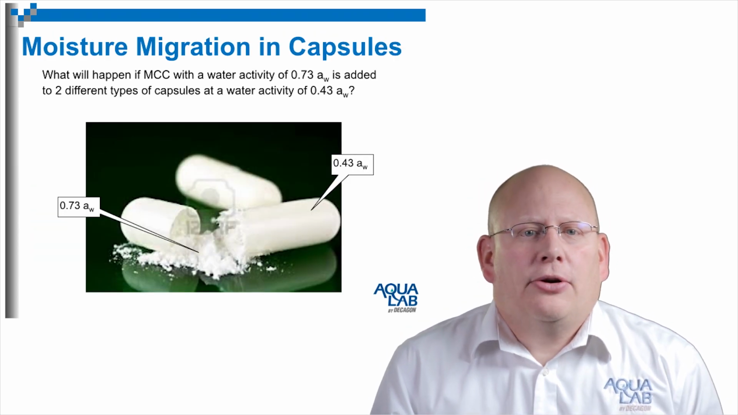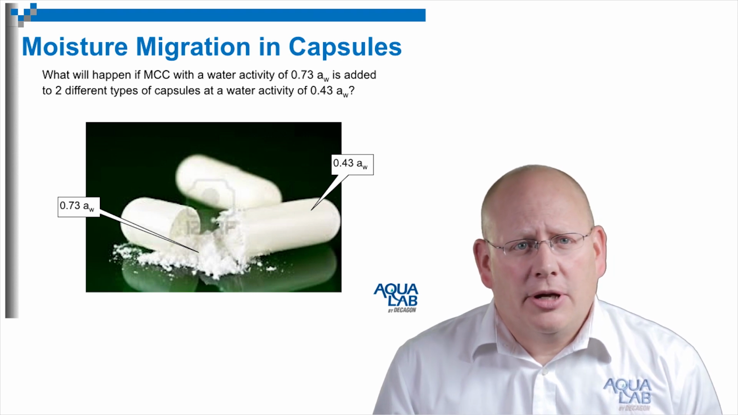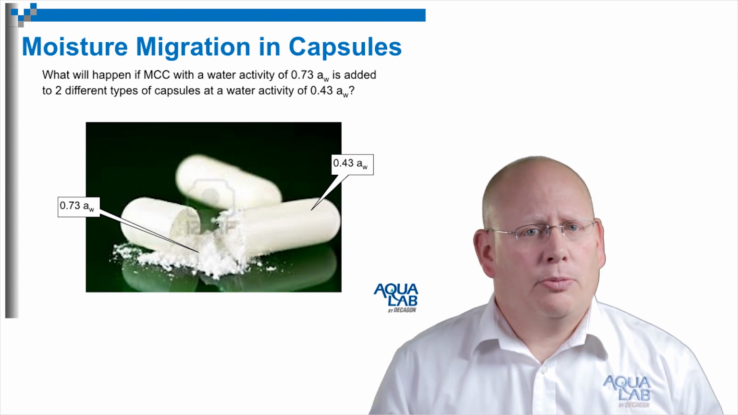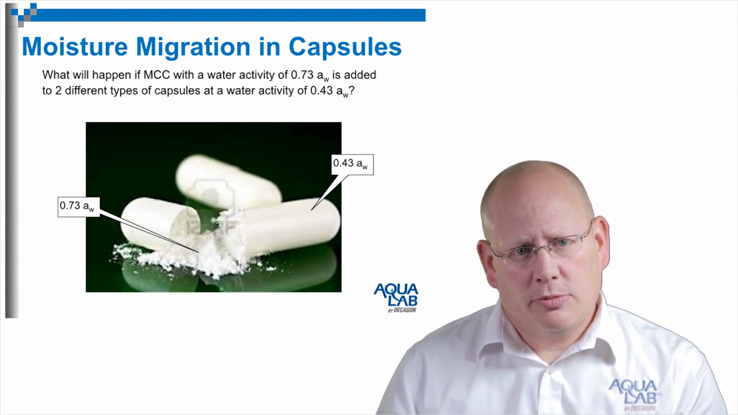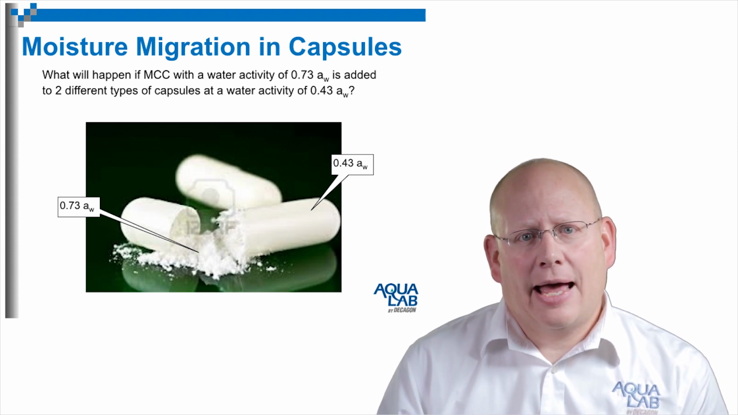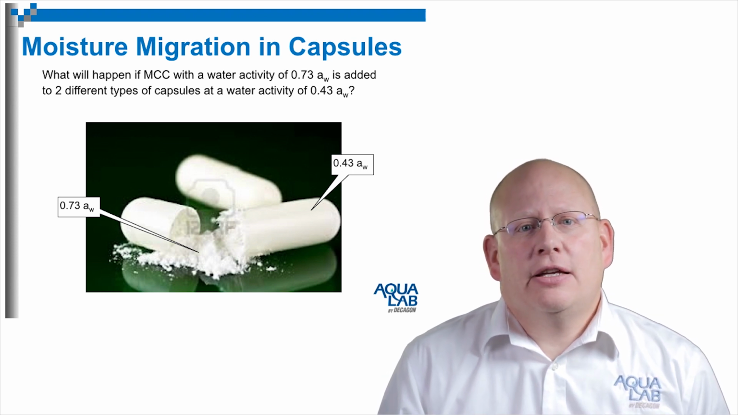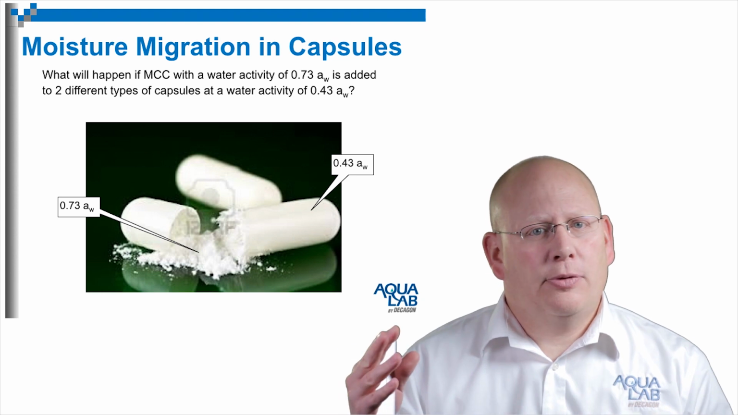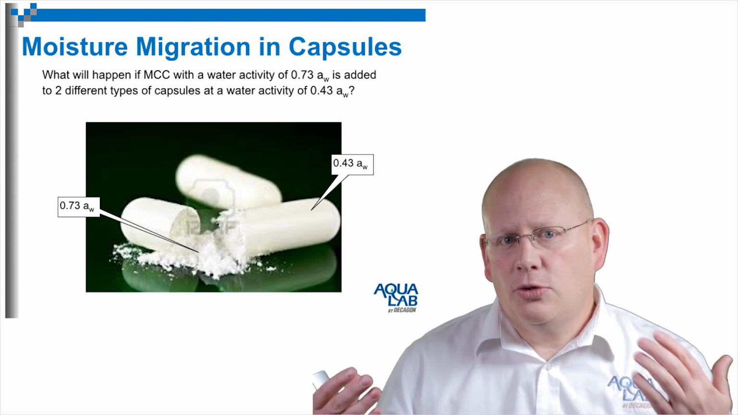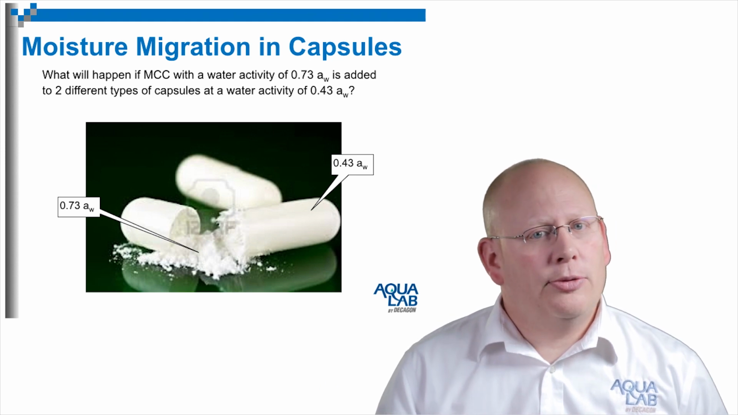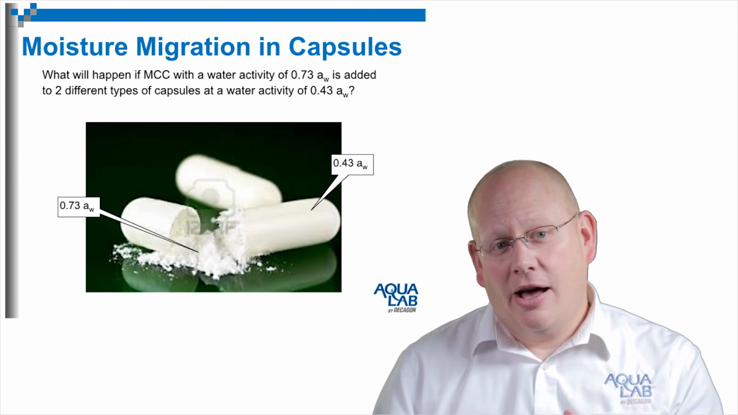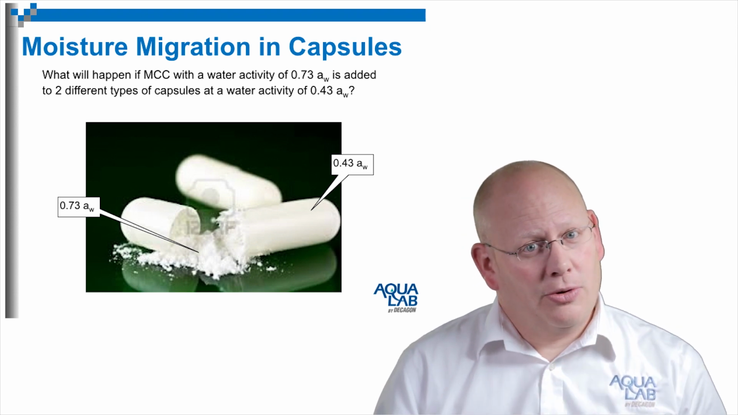What about moisture migration in capsules? This tends to be a big problem and a ubiquitous problem in pharmaceuticals, especially when you're creating capsules where you're putting some sort of an active ingredient and an excipient inside of some sort of a capsule. If the water activities are different between the capsule and the material that's inside, then you will experience moisture migration because water moves from areas of high water activity to areas of low water activity, not from high concentration to low concentration.